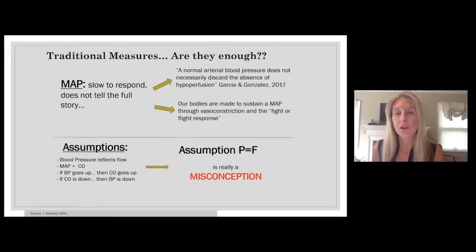A normal arterial blood pressure does not necessarily discard the absence of hypoperfusion. Because you have to remember, our bodies are made to sustain a mean arterial pressure greater than 60 or 65 at all costs. And we will vasoconstrict in early signs of shock states. And I think we want to start moving away from thinking about the mean arterial pressure and assuming that just because you have good blood pressure, that you have good blood flow and good tissue perfusion.